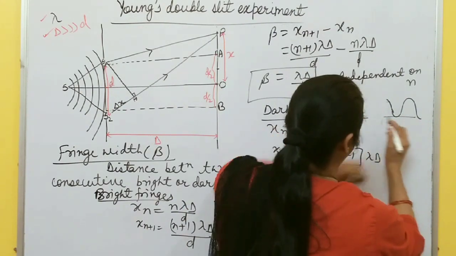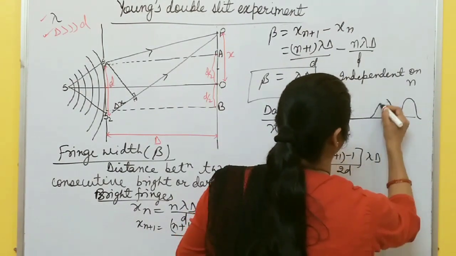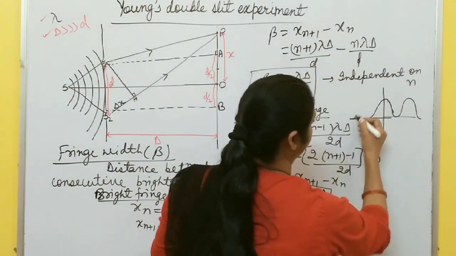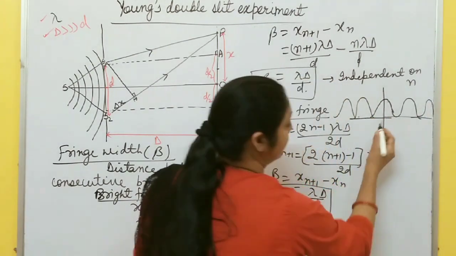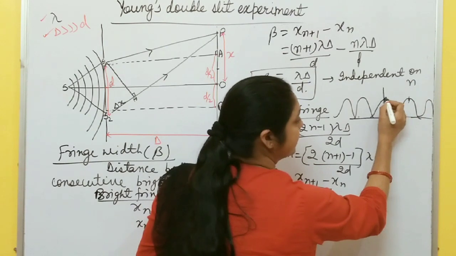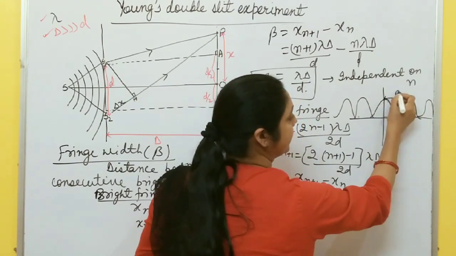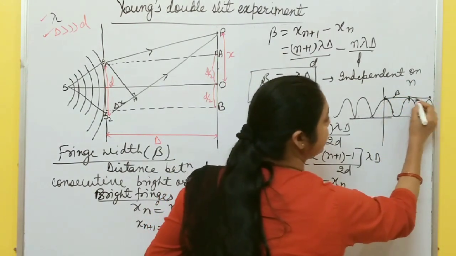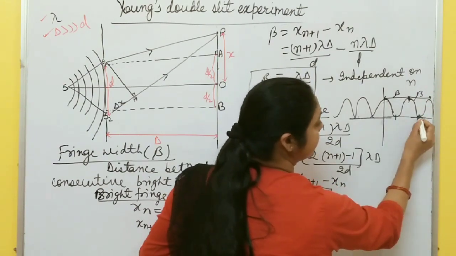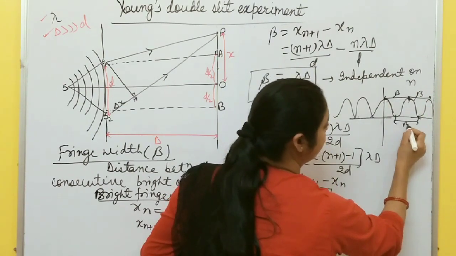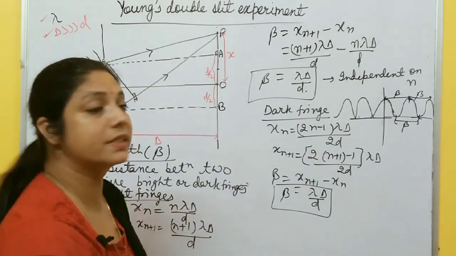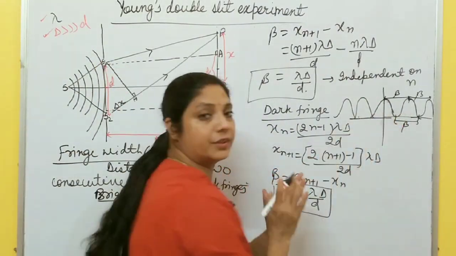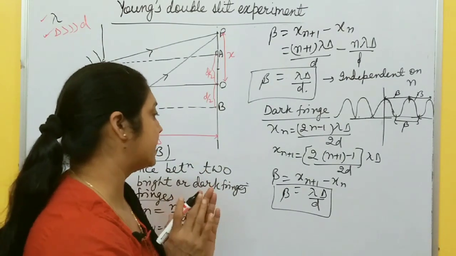Let me again draw beta. This one, this one, this one. This is bright, this is bright, this bright fringe is beta. Again, this is bright, this is bright, this is beta. This one is dark, this one is dark, this one is beta. And the distance between any two bright fringes or any two dark fringes is always the same. All bright and dark fringes are of equal spacing.